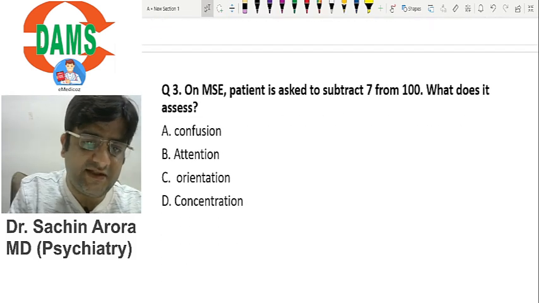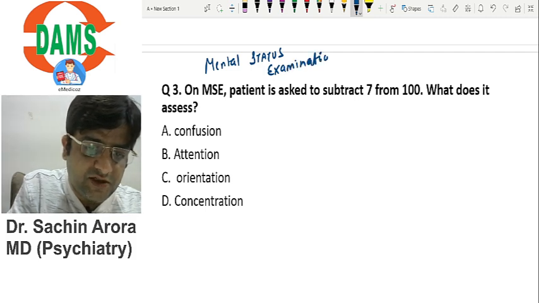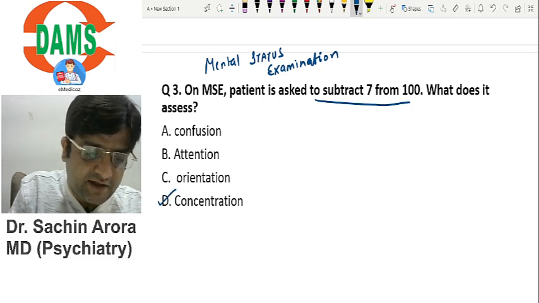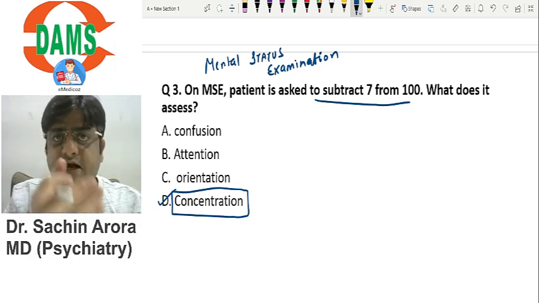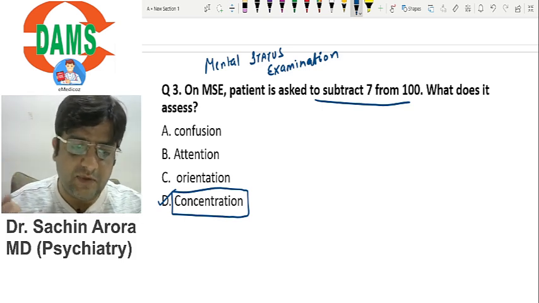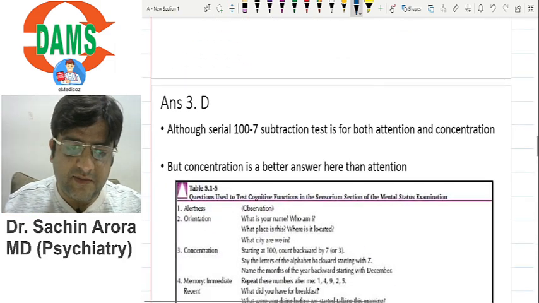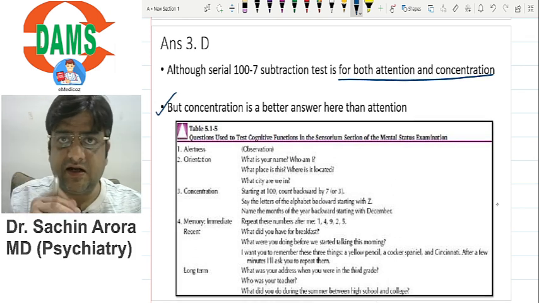On MSE, here MSE stands for mental status examination. The patient is asked to subtract 7 from 100. What does it assess? The best answer here is concentration. Actually, it is a test of attention and concentration. Attention can be drawn and concentration can be sustained. So there was some confusion between answering attention or concentration. Serial 100 minus 7 tests both attention and concentration, but concentration is a better answer than attention.